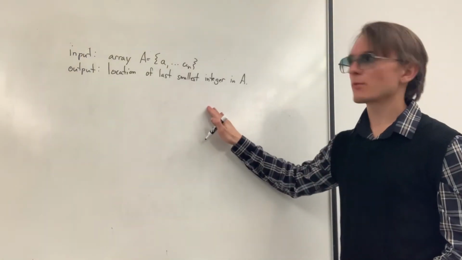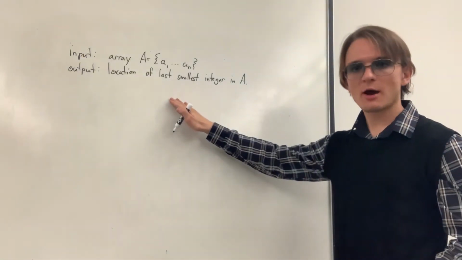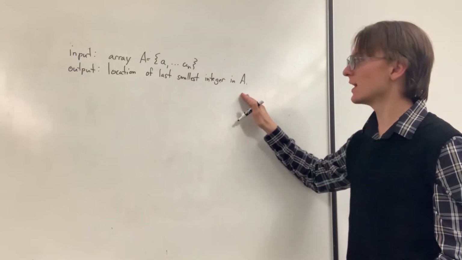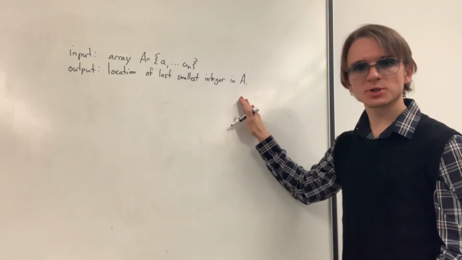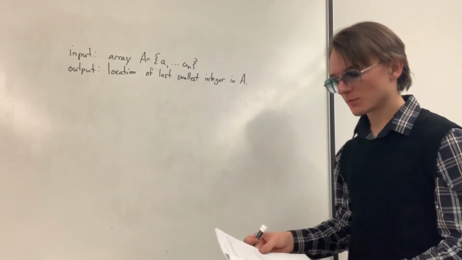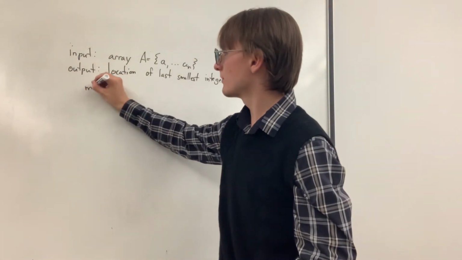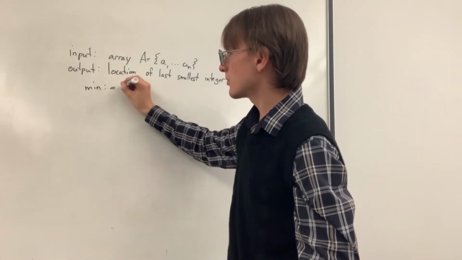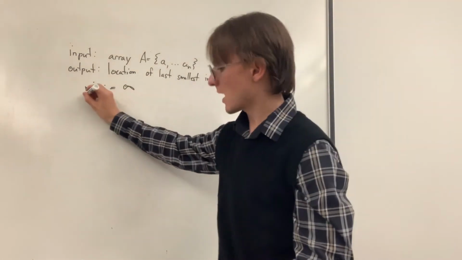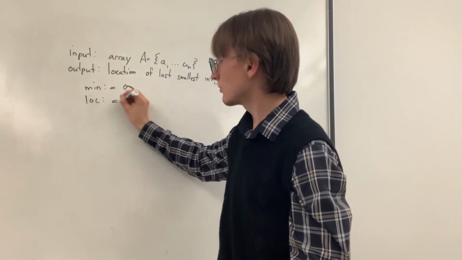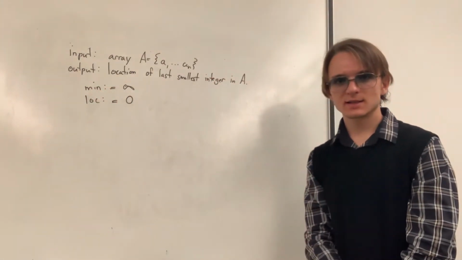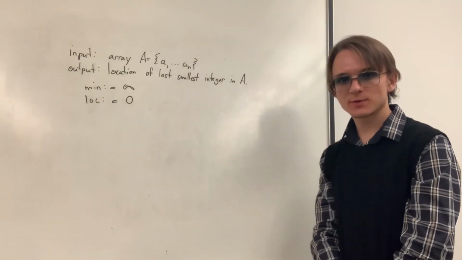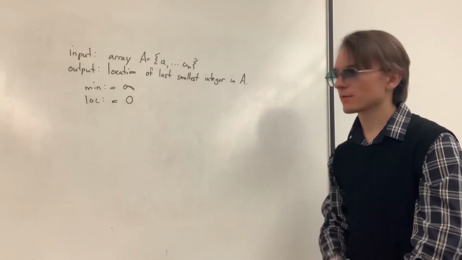Our input is an array, and again, our output now is the location of the last smallest integer within A. So we begin by setting a minimum value. Let's say that this is equal to positive infinity. Our location is equal to 0. That is, it exists at the 0th place within our array to begin with.